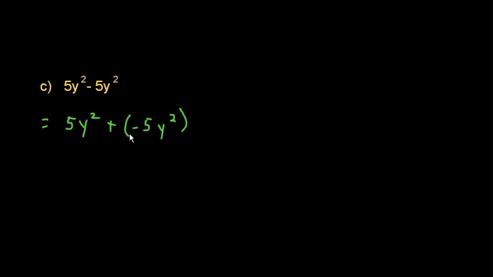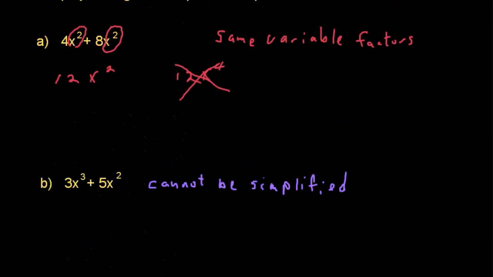And now we can just add the coefficients of the variable. 5 plus negative 5 is 0, 0y squared. And if you remember, if 0 is one of our factors, then the product is 0. So in this case, the product is 0.